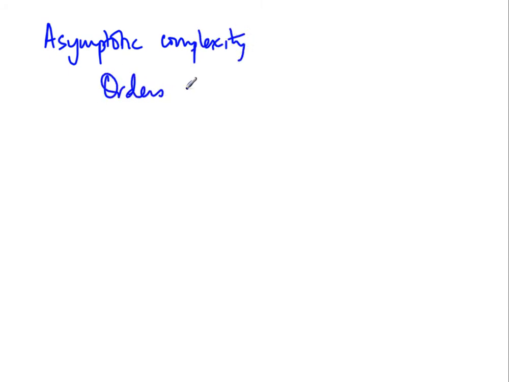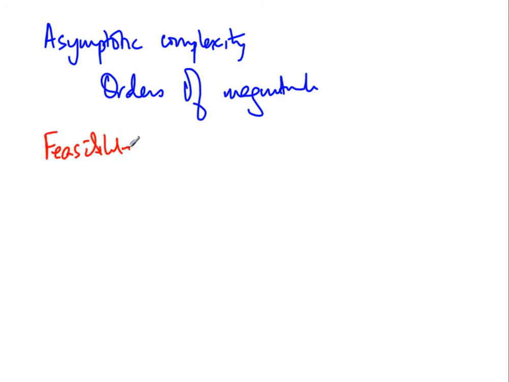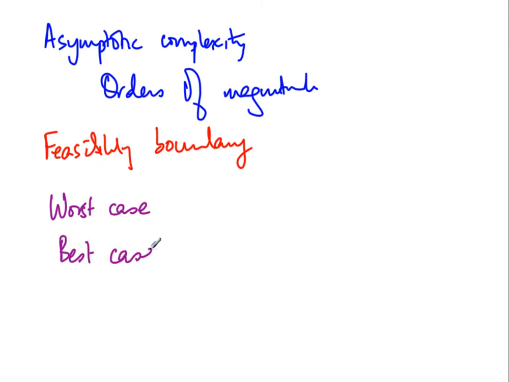To summarize, what we have seen is that we are typically interested in asymptotic complexity, that is, orders of magnitude. We also saw in that chart how the feasibility boundary drops drastically as the order of magnitude of the function increases. Then we saw different types of measures that we could use. We had worst case and best case. Worst case is a kind of upper bound. Best case is a kind of optimistic bound and probably not useful.